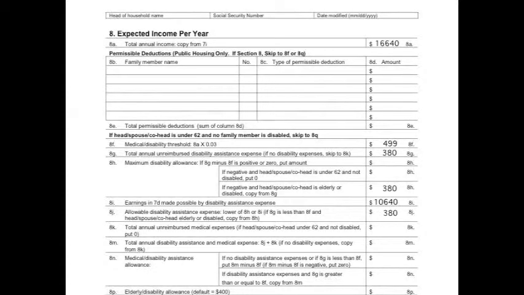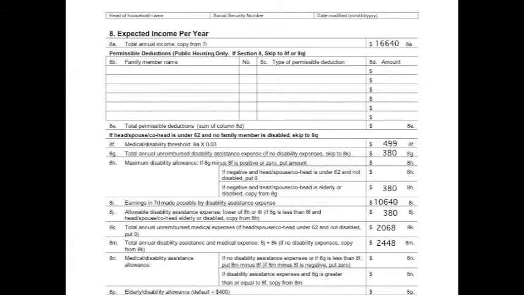Next, we have 8K, and this is where we're going to put Billy's total annual unreimbursed medical expenses. We're going to take his insurance, which is $75 twice a month, which would be 75 times 24, and we're going to add the prescriptions of $268. So on line 8K, our total annual unreimbursed medical expenses is $2,068.